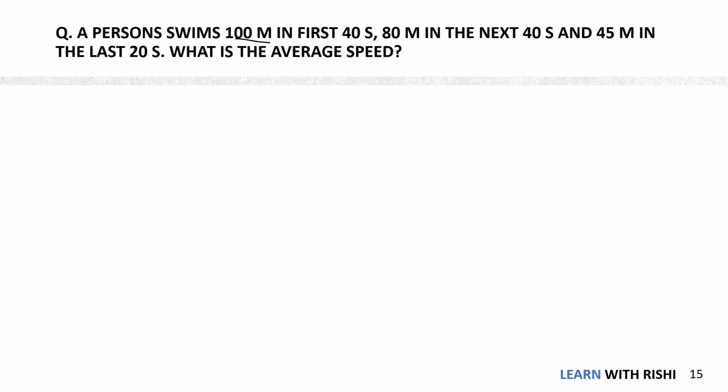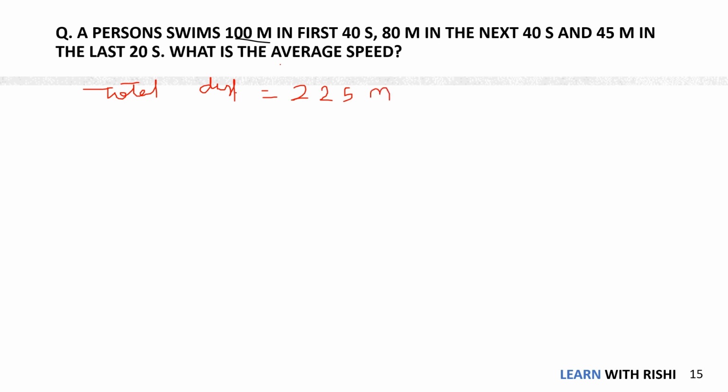Now what is the formula for average speed? Average speed is nothing but total distance upon total time. So here the total distance is not given, we need to calculate the total distance first. How we'll calculate total distance? We'll simply add this 100 meter, 80 meter and 45 meter. 100 plus 80, 180. 180 plus 45 will yield you 225 meter. So this is the total distance traveled.